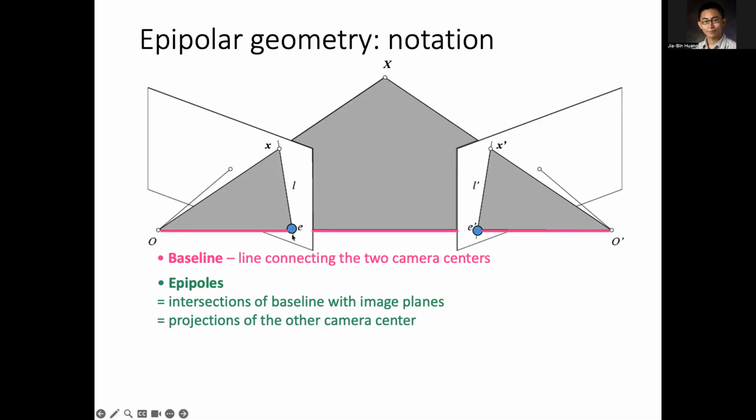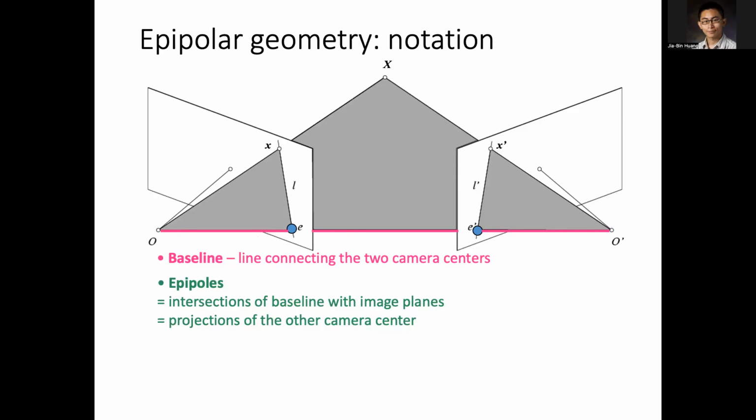Okay, so you can also think about this as a projection of the camera center from the right camera getting projected onto the second image. Basically, you see where the camera center is from the other viewpoint. From the left camera, this point gets projected onto this point, and that point is called the epipole.